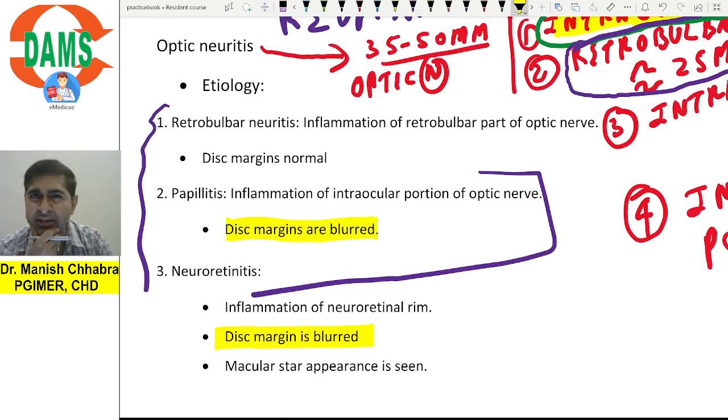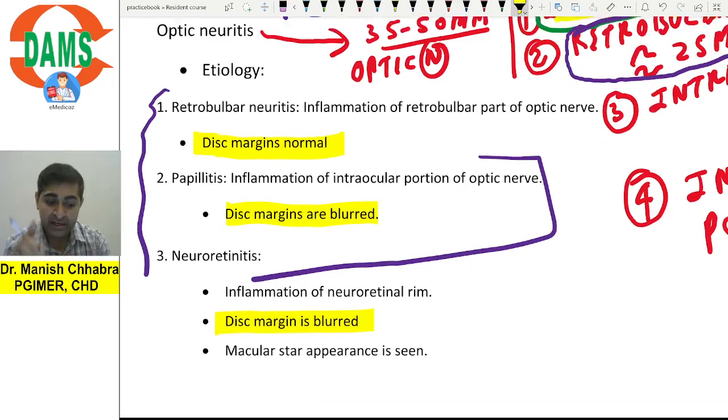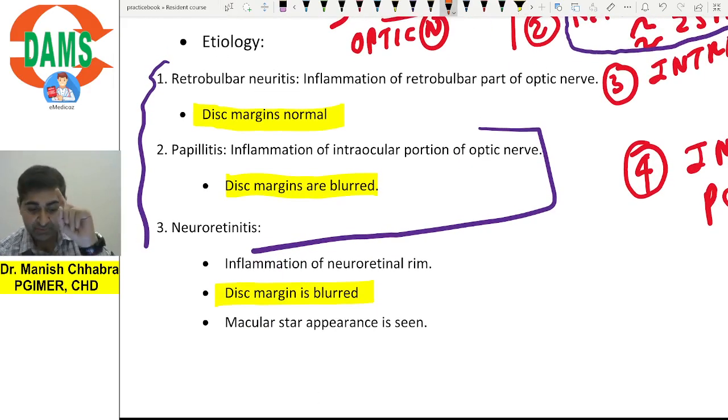But what about retrobulbar neuritis? The patient will come to the doctor and say, Doc Saab, I cannot see anything. The doctor will do fundus examination, will examine the disc, and will say, patient, I also cannot see anything. So what does that mean? In retrobulbar neuritis, the disc margins are normal because there is involvement of the retrobulbar part, which cannot be seen by retinal examination. The optic nerve head looks absolutely okay. While in papillitis and neuroretinitis, the disc margins will be non-defined or blurred.